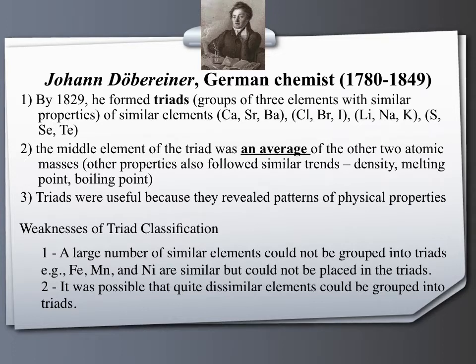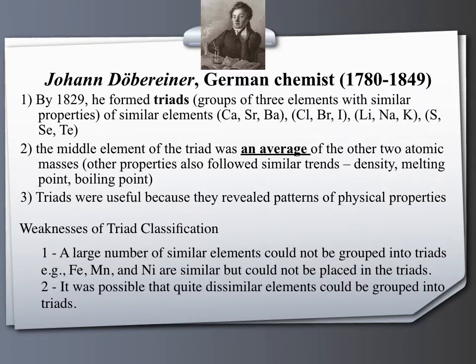Other properties also followed similar trends, like density, melting point, and boiling point. Triads were useful because they revealed patterns of physical properties. But the weaknesses of triad classification are: 1, a large number of similar elements could not be grouped into triads. For example, iron, manganese, and nickel are similar but could not be placed in triads.